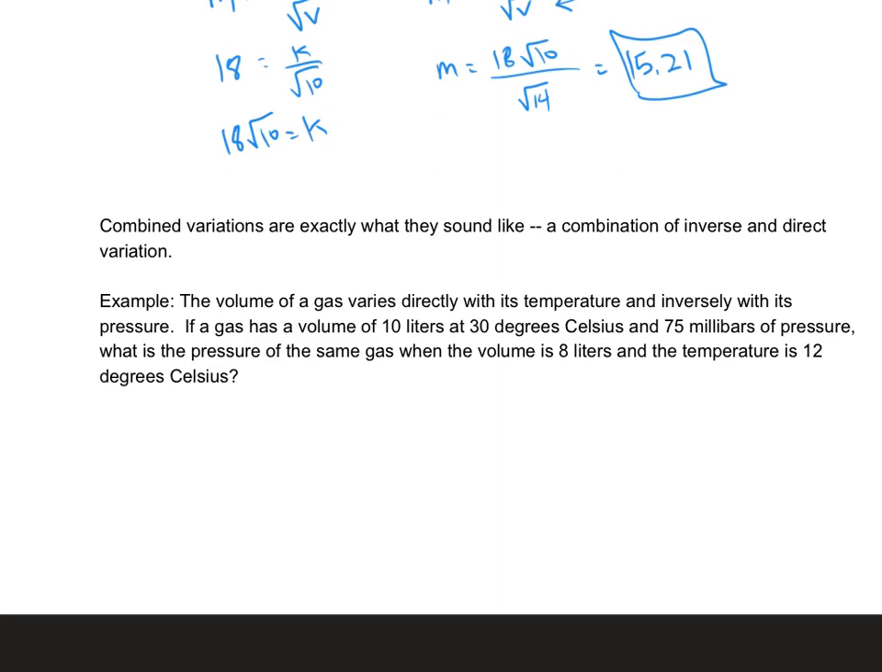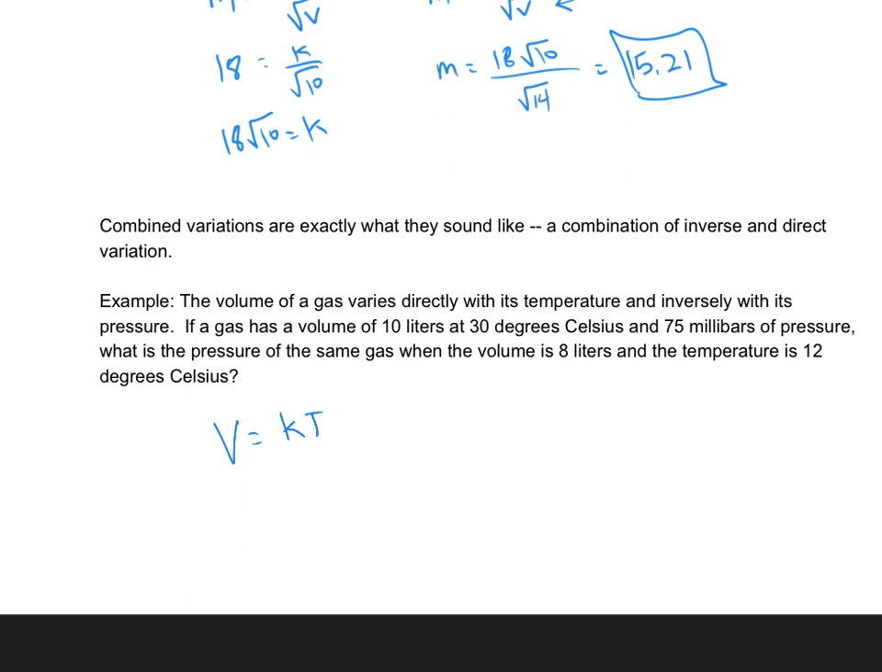So I've got a problem here that involves the ideal gas law, which you should have talked about in chemistry. Volume of a gas varies directly with its temperature and inversely with its pressure. So what I'm going to do is write this relationship out and then go to quick workout mode. So the volume of a gas varies directly with its temperature. So normally you would write kT, right? And inversely with its pressure. So normally you would write k over P.